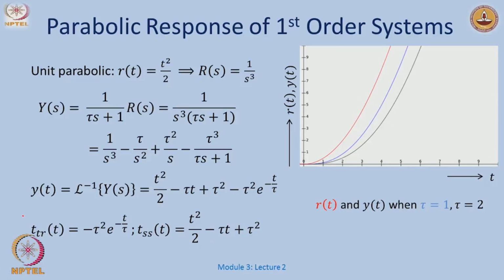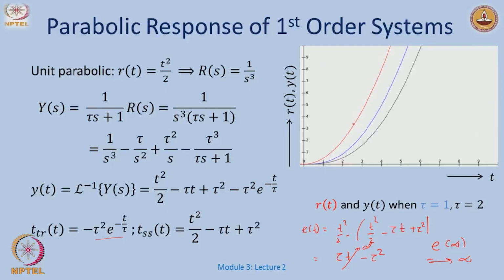What does the error do here? Can my system track a unit parabola? The error E of t is my reference signal, t square over 2, minus the output, that is t square over 2 minus tau t plus tau square. I would exclude the exponential term because I know it will not contribute to the steady state error; it will go to 0 anyway. So this will be tau t minus tau square. E of infinity is a little strange here: when t goes to infinity, this also goes to infinity. So the error will be very large.